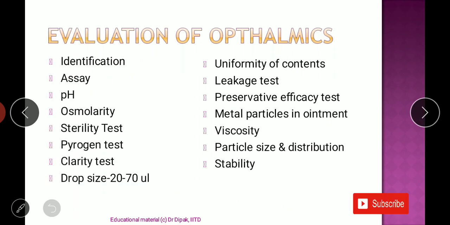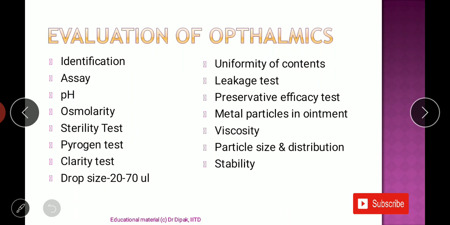The last part is the evaluation of ophthalmics. It can be done with identification of the drug that is available in the preparation. The assay must be a stability indicating assay. Then we can check the pH of the preparation, which should be around pH 7. The osmolarity of the preparation should be within the range of 310 to 330 milliosmoles per kg. The preparation must be sterile.